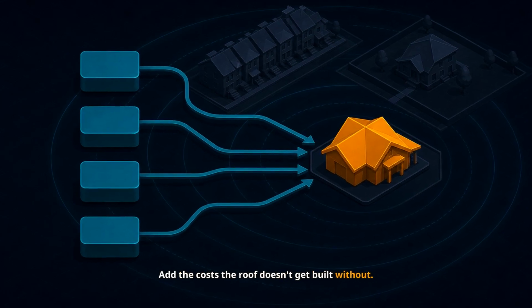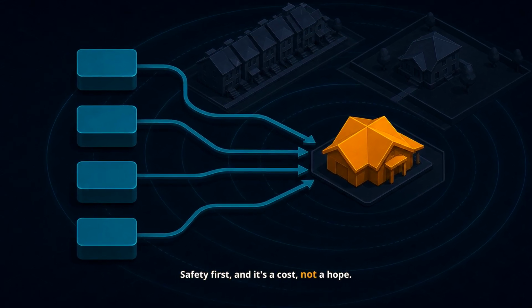Step 4. Add the cost the roof doesn't get built without. Safety first, and it's a cost, not a hope. OSHA generally requires fall protection at 6 feet or more in residential construction, and requires you to provide the gear. A crew that's properly tied off works a little slower, and that slower legal production rate is the one you cost. Then equipment and disposal.